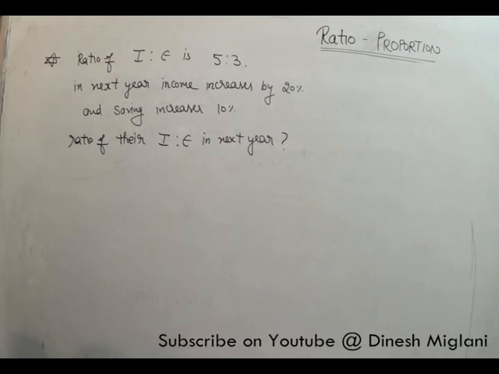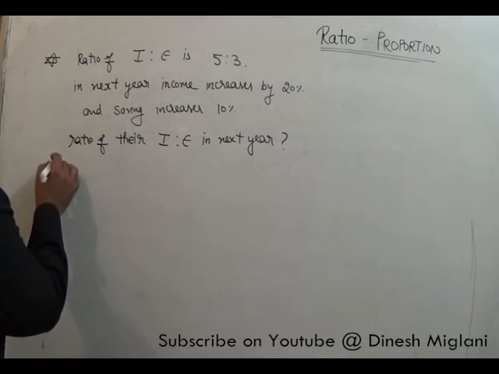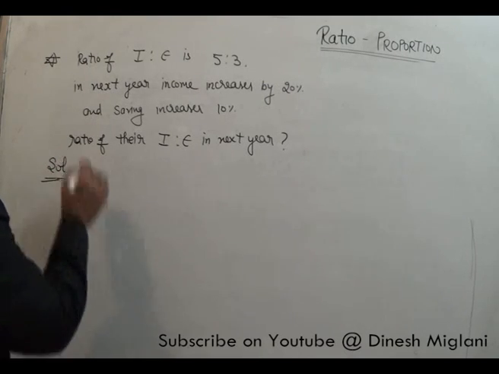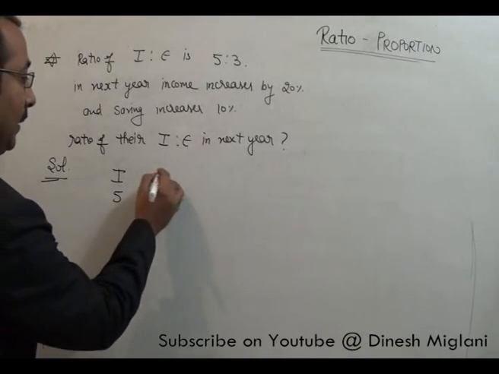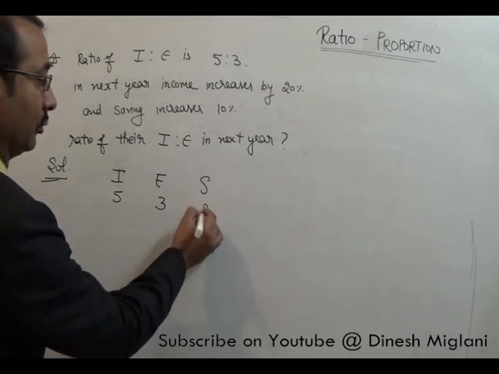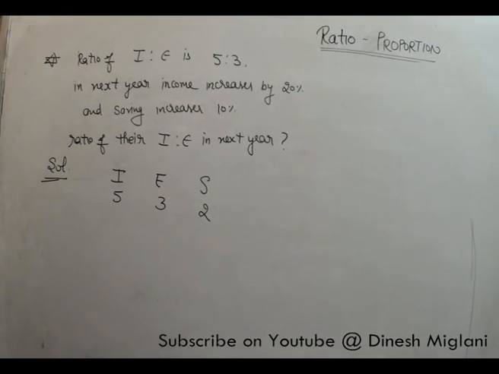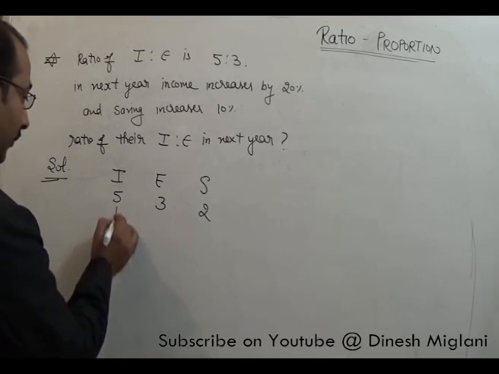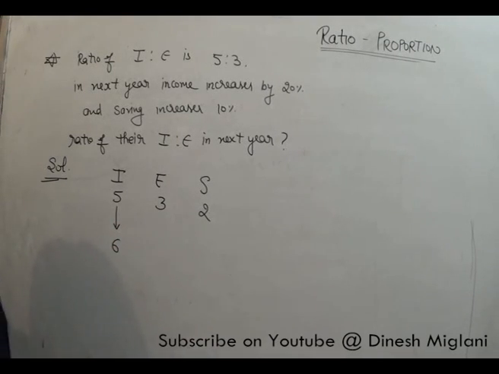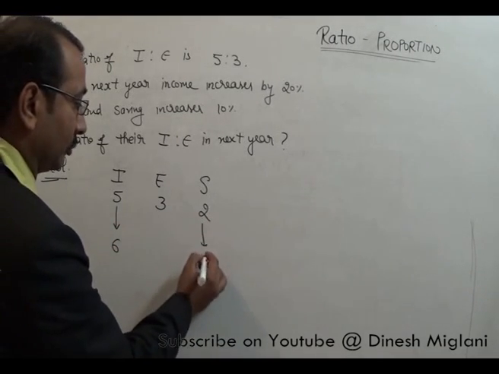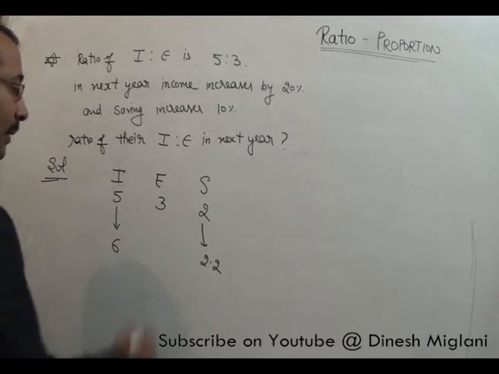Question is, in this year income and expenditure ratio is 5:3. For the next year income increases by 20% and saving increases by 10%. I have to find out the ratio of their income and expenditure in the next year. What can we do for this? If I assume income to be 5, expenditure is 3, so I can say my saving is equal to 2, because we know that income minus expenditure is always equal to savings. If income increases by 20%, from 5 it becomes 6, and saving increases by 10%, from 2 it becomes 2.2, it means my expenditure is 3.8.